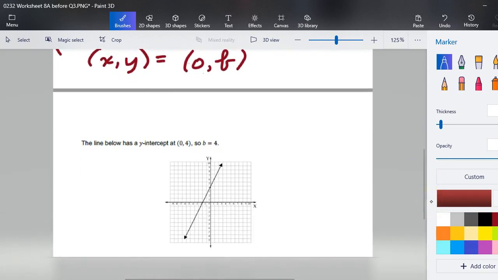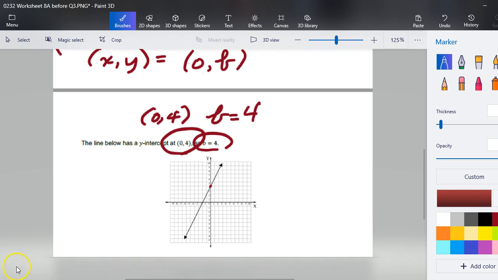So then the picture shows the line below has a y-intercept at 0, 4. It's right there. So a couple of things. We can say that the intercept is happening at the coordinate 0, 4, or we can just declare the y-intercept is 4. It's a couple of ways we talk about y-intercept.